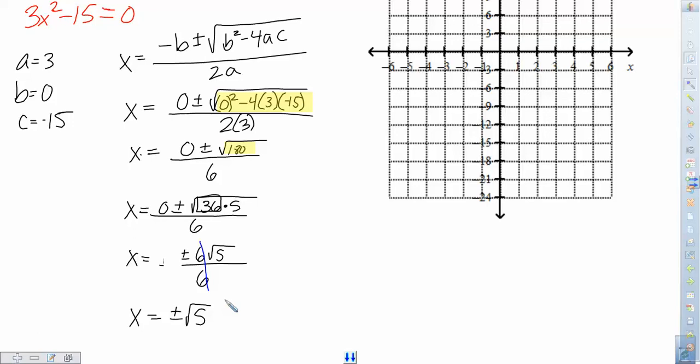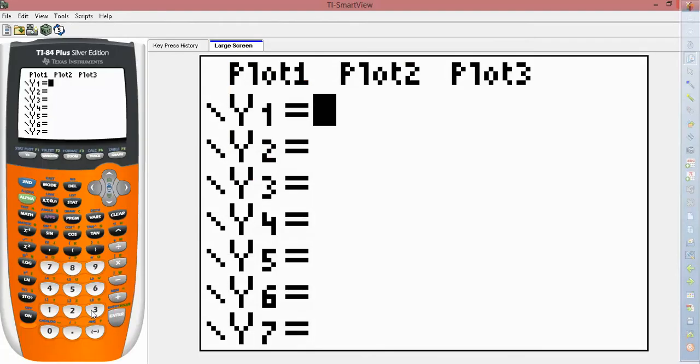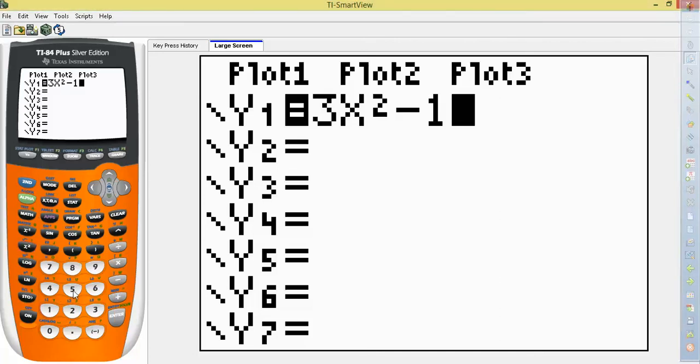Hey, do you want one more way? Of course you do. You're screaming for it, aren't you? Here it comes. So once again, this other way, now we're actually going to look at the graph. So once again, set it equal to 0. Type it into the graphing calculator. 3x squared minus 15. Okay, let's take a look at that graph.